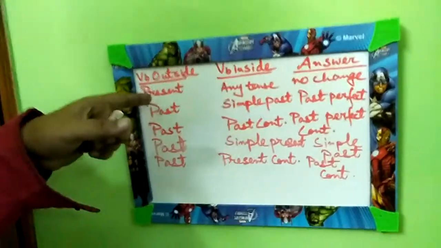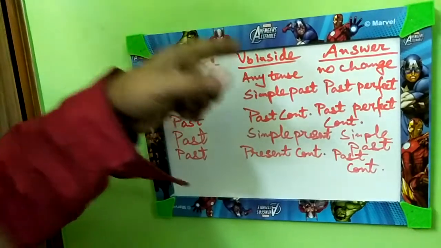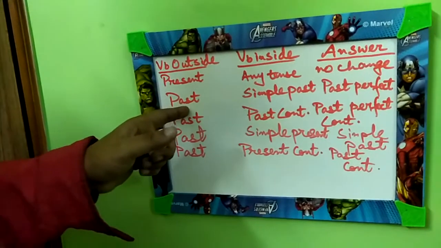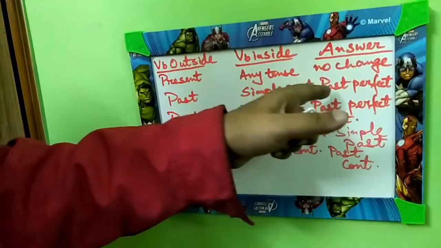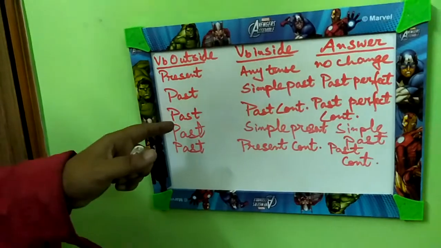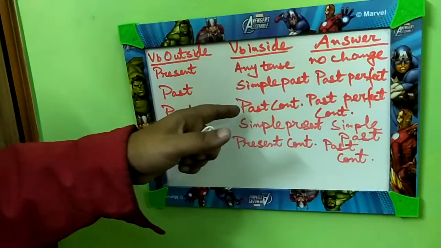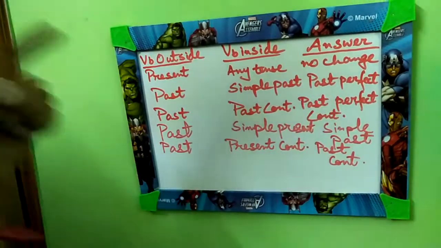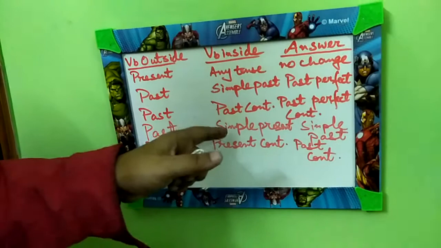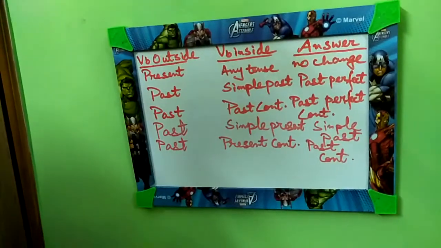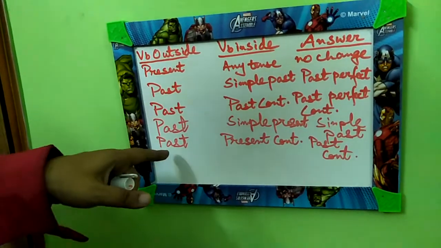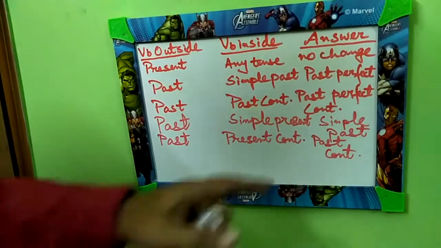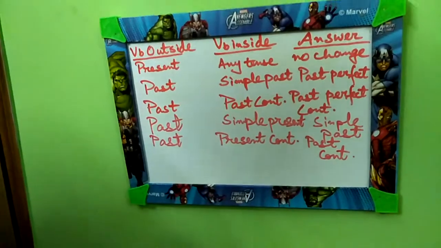If the outside verb is present and the inside verb whatever it may be, there will be no change in the answer. If the outside verb is past tense and the inside verb is simple past tense, then the answer will be in past perfect tense. If the outside verb is past tense and the inside verb is past continuous tense, you write the answer in past perfect continuous tense. If the outside verb is past tense and the inside verb is simple present tense, the answer will be in simple past tense. If the outside verb is past tense and the inside verb is present continuous tense, you write your answer in past continuous tense.